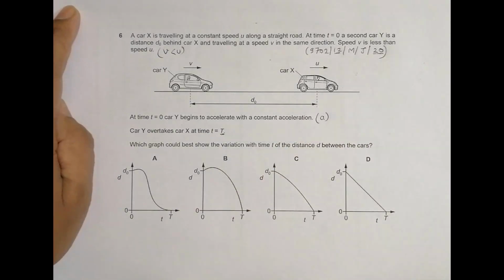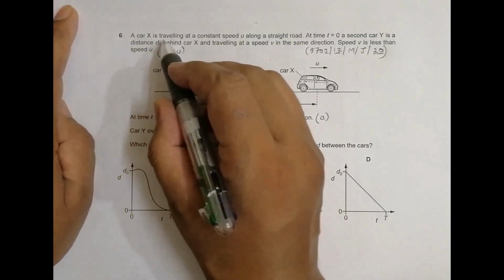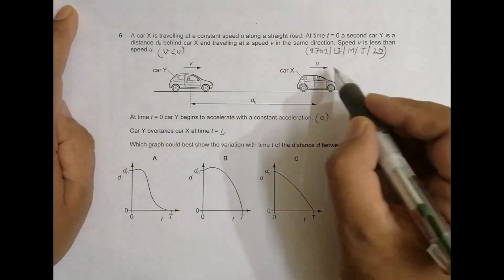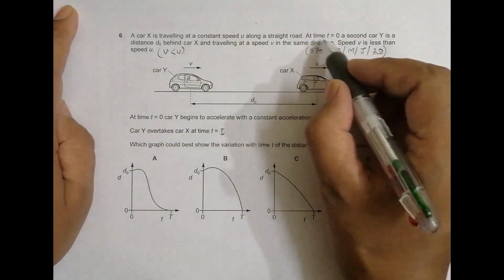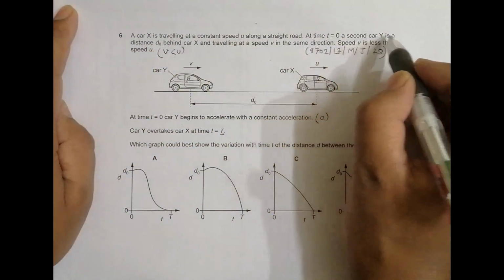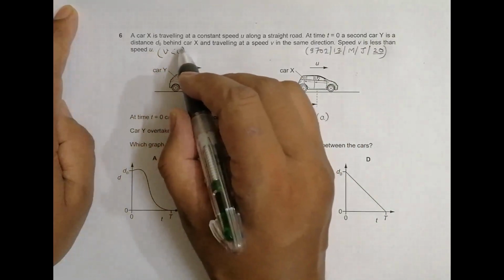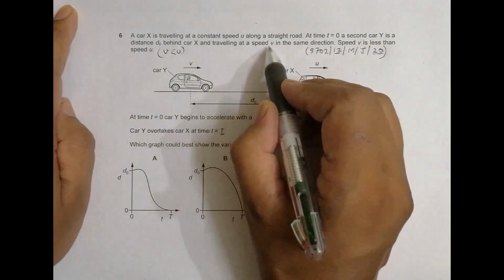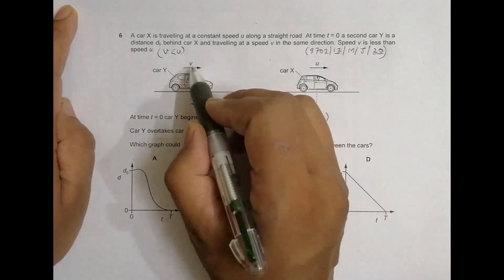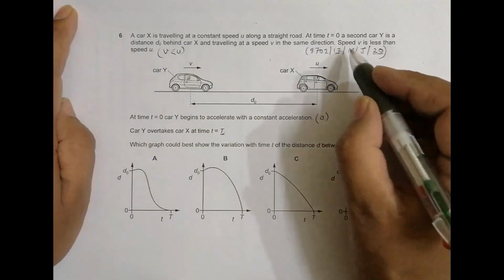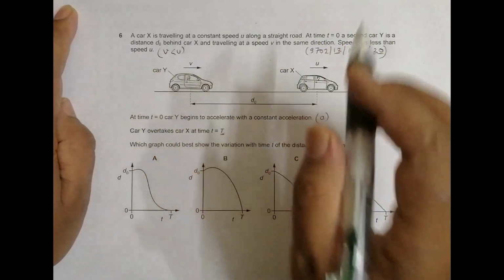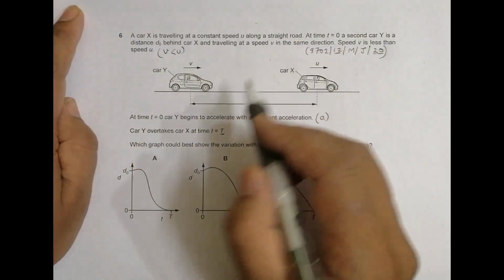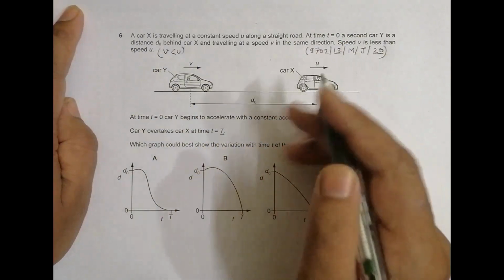So it's concerned with the chapter kinematics. It says that car X is traveling at a constant speed u along a straight road. At time t equal to 0, a second car Y is a distance d naught behind car X, and traveling at a speed v in the same direction. So the initial speed v is less than speed u. If they maintain that speed, the distance between them will keep on increasing.